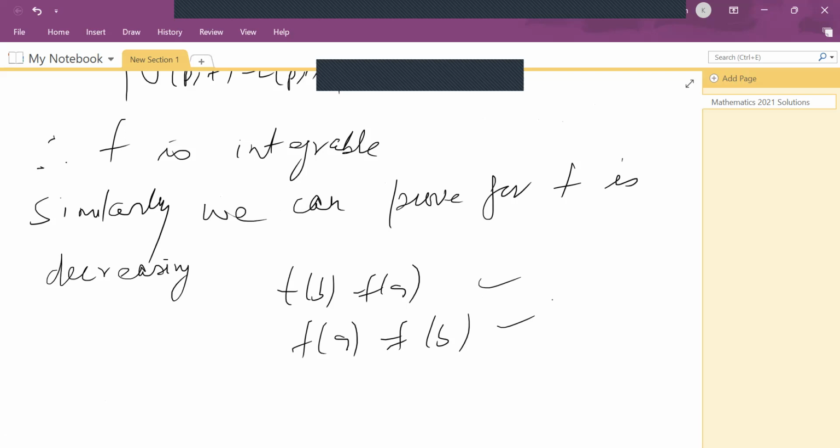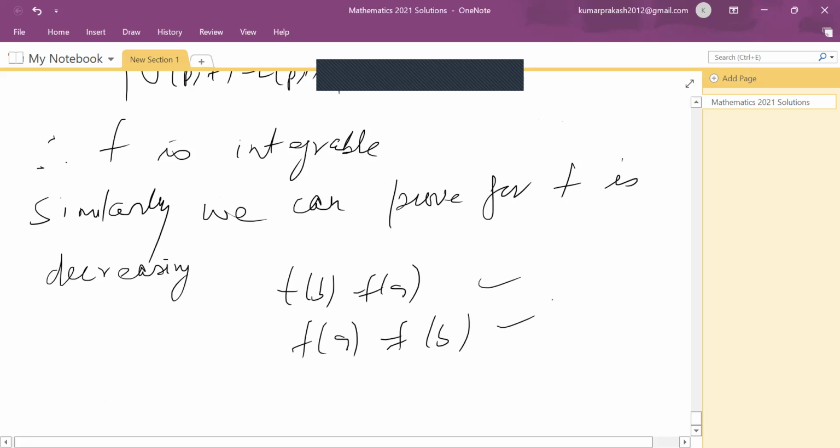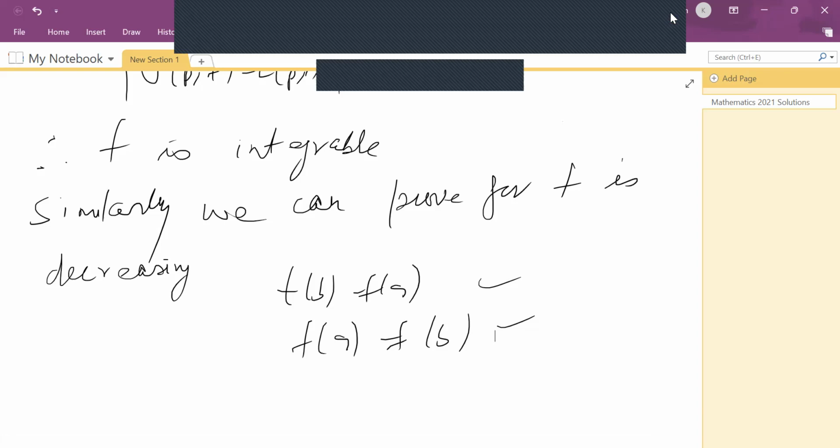This implies every monotonic function in a closed interval is Riemann integrable. So this was a little tricky question. If you have not seen it, it might not be easy to do in the exam. Okay, have a good day.